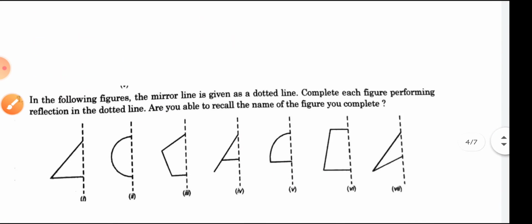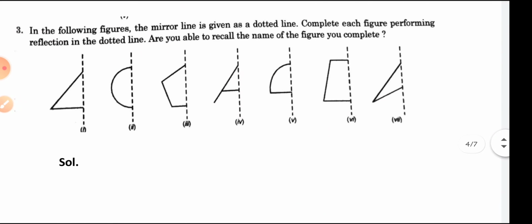Then see question number 3. In the following figure, the mirror line is given as a dotted line. You can see it is a mirror line. What do you mean by mirror line? Mirror line means as you see yourself in the mirror, you can see that your image will appear the same as you, means equal in shape and equal in size.